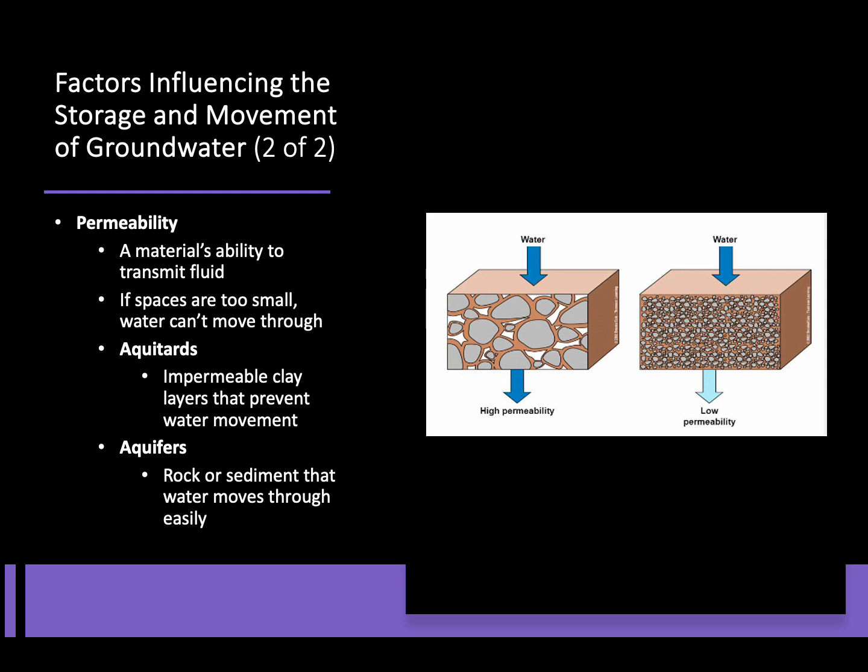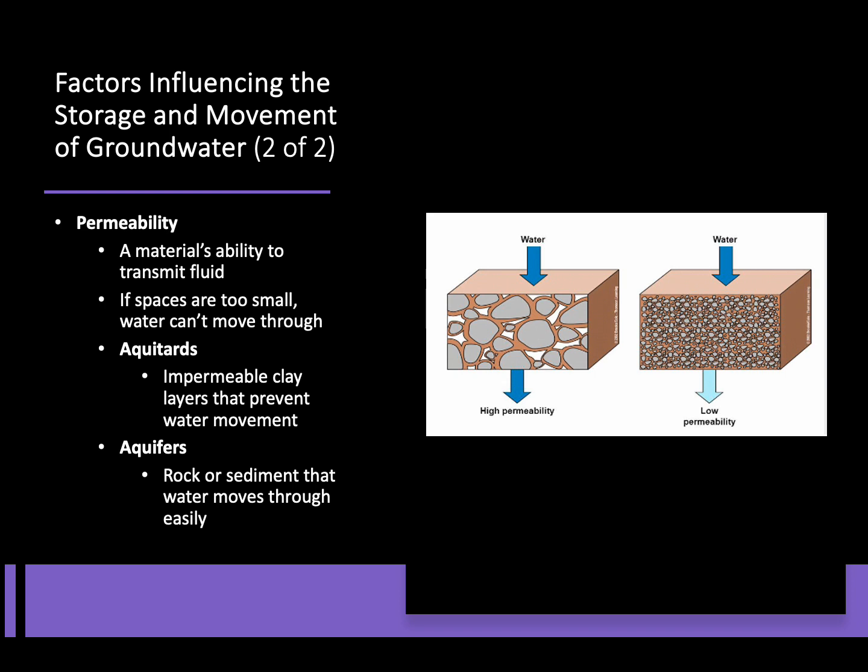But the second important term is called permeability. This is the material's ability to actually move water through it. Just because a material might have a lot of holes, it does not mean that those holes are connected, which would allow a fluid to move through the material. If the spaces between the sediment are too small, where the sediment's very compact, it'll be able to hold the water, but the water won't be able to move through the sediment. We call this kind of layer an aquitard. It's a layer of really fine clay sediment that's going to prevent water from flowing through it.